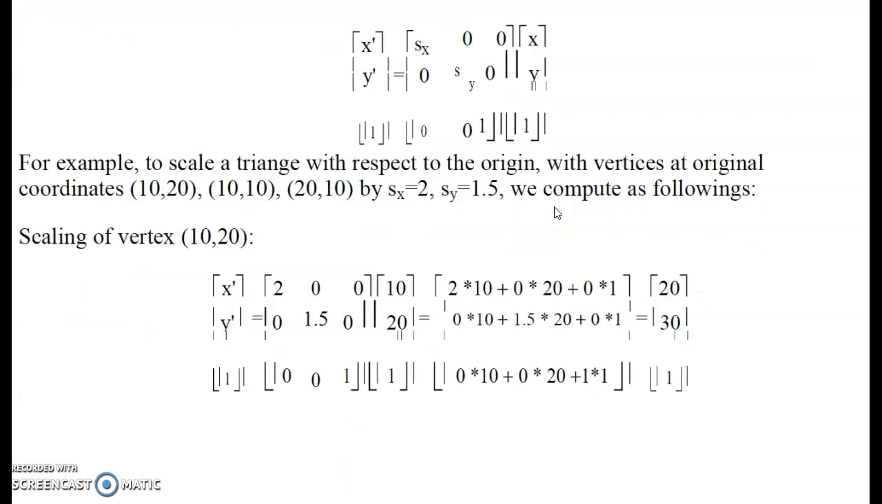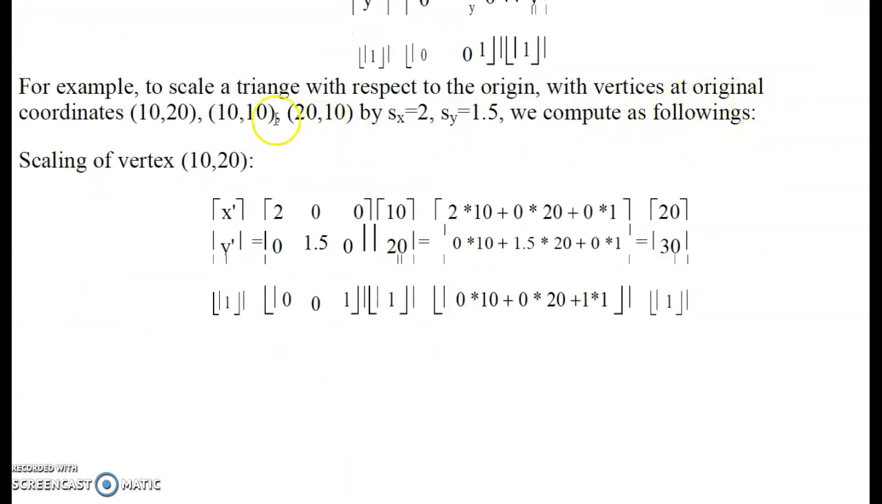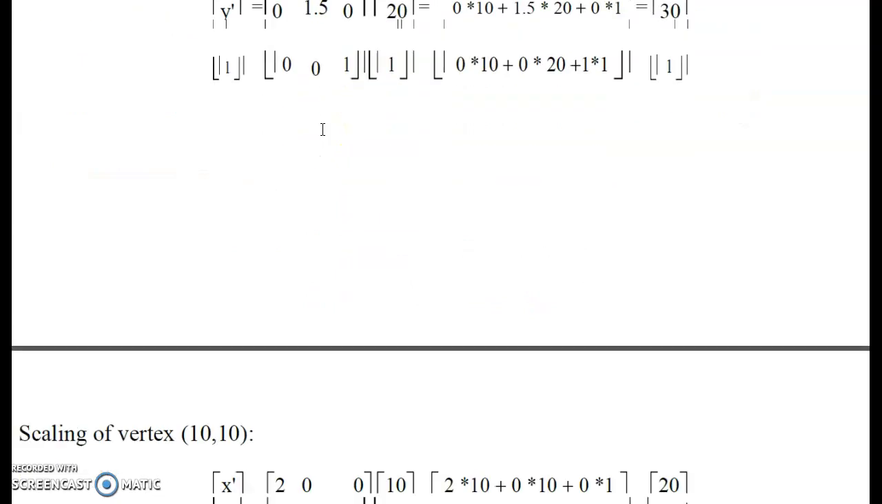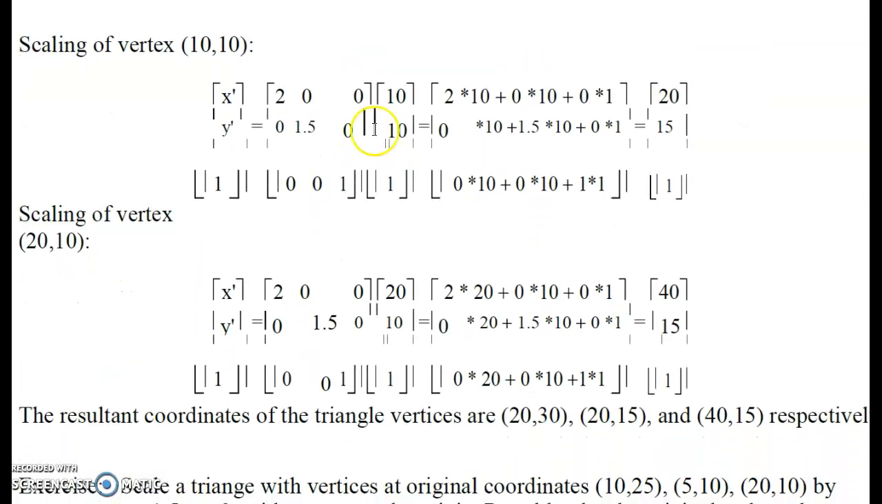So let us see an example. Let us take the same triangle with the same coordinates, and Sx equals 2 and Sy equals 1.5. If we apply this on the first coordinate, the x value 10 when multiplied by 2 becomes 20. The y value 20 when multiplied by 1.5 becomes 30. You can do it in a calculator and see. Similarly, apply the same technique for the other two vertices also and check whether you are getting the same answer.